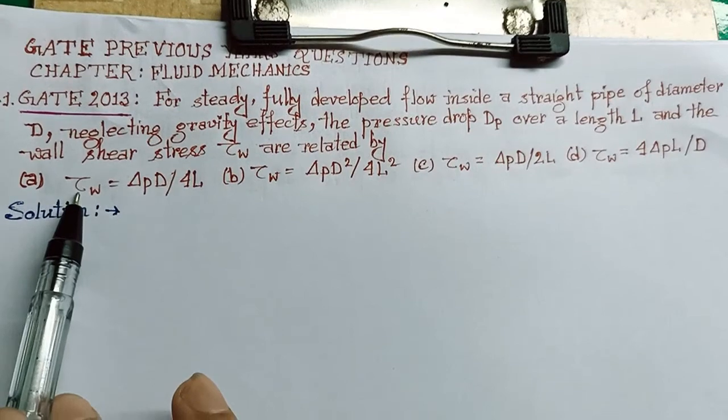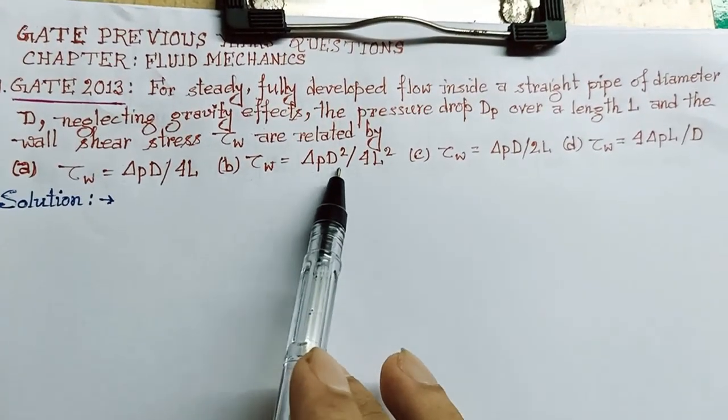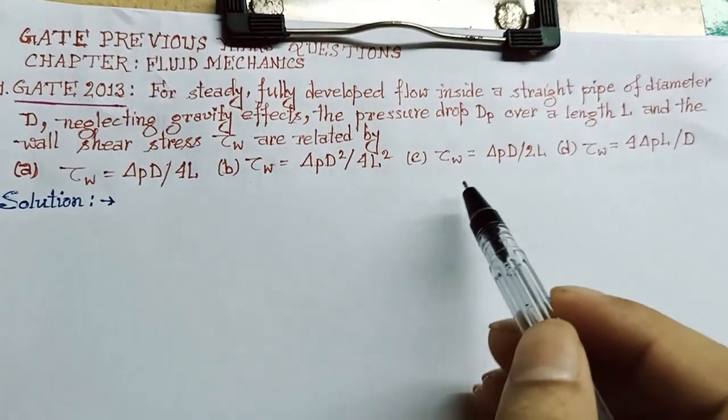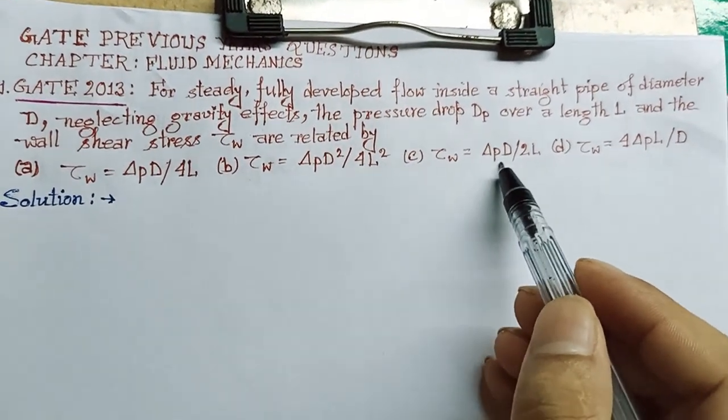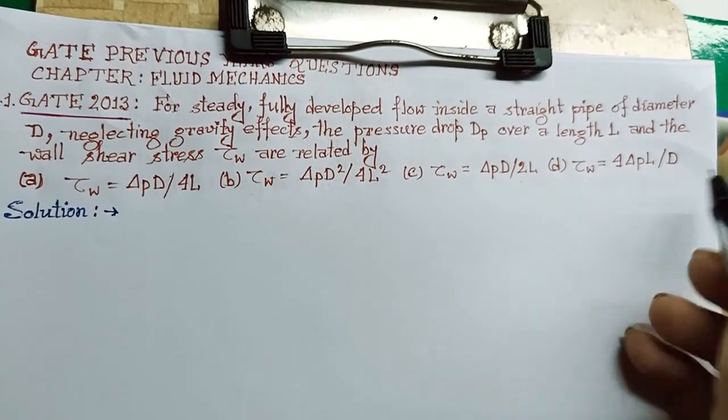Option A, tau W equal to del P d divided by 4L. Option B, tau W equal to del P d square divided by 4L square. Option C, tau W equal to del P d divided by 2L. Option D, tau W equal to 4 del P L divided by d.